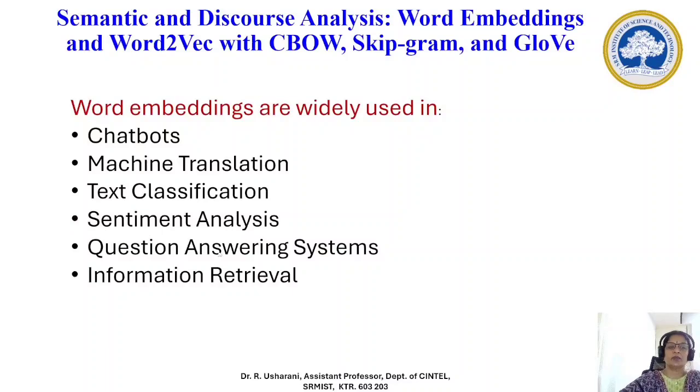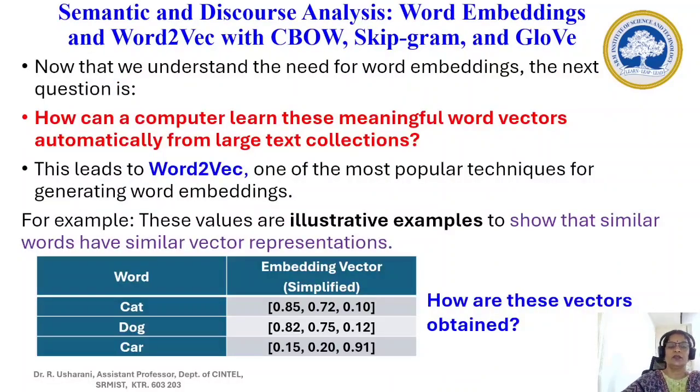Word embeddings are widely used in chatbots, machine translation, text classification, sentiment analysis, question answering systems, and information retrieval. So, I hope you understood the need for word embeddings. The next question is, how can a computer learn these meaningful word vectors automatically from a large text collection? This leads to word to vec.